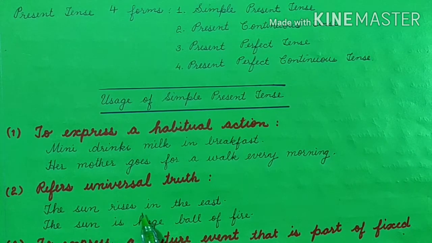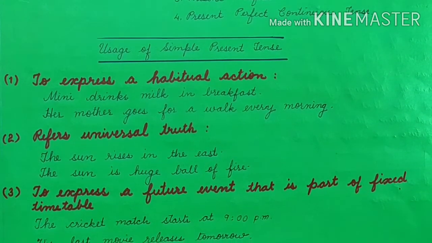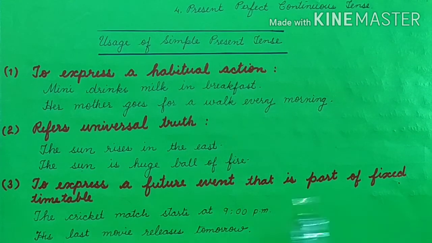Like the sun rises in the east. The sun is a huge ball of fire. Here rises is an action, and it's in simple present tense. And here is a state of being: the sun is a huge ball of fire. Both are universal truths. And further we use simple present tense to express a future event that is part of a fixed timetable.